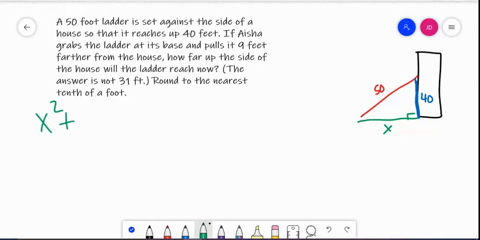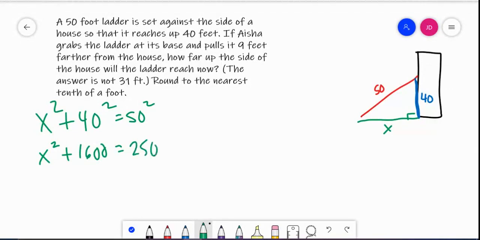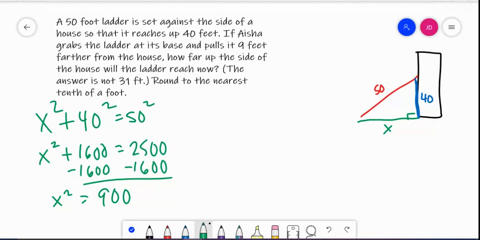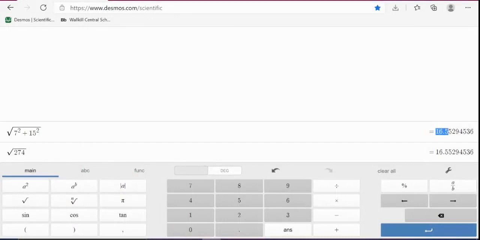So you have X squared plus 40 squared equals 50 squared. So you have X squared plus 1600 equals 50 squared, which is 2500. Minus 1600 from both sides, and you get 2500 minus 1600 is 900. Find the square root, and you should get 30. I'm just going to double check with my calculator.